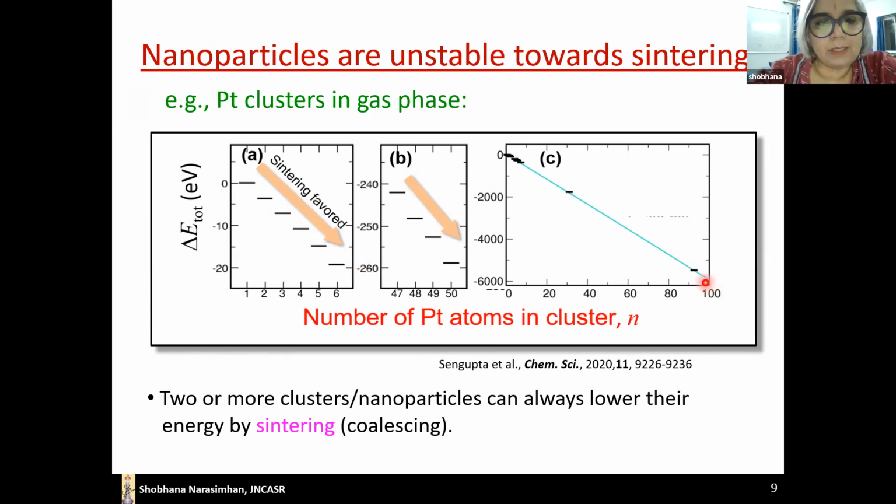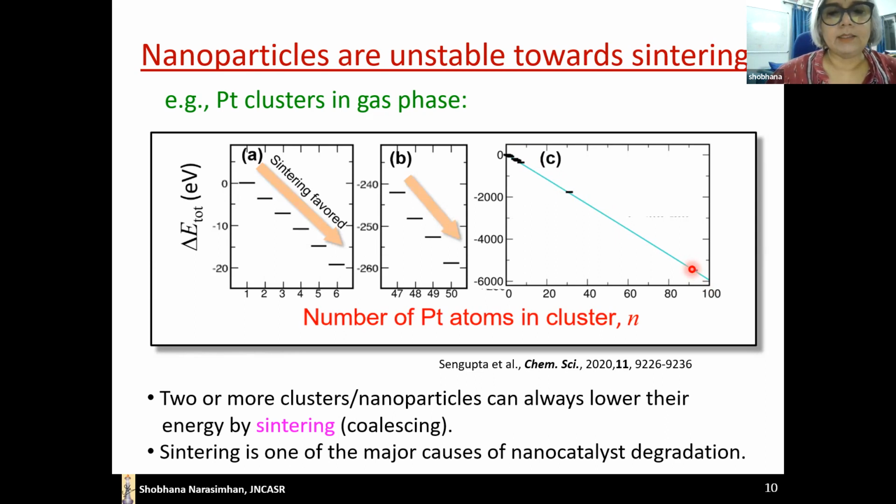atoms forming a nanoparticle. And you can see that as you bring more and more atoms together into a larger and larger nanoparticle, the total energy of the system keeps decreasing. So you can always lower your energy by coalescence. So this means that nanoparticles are unstable. And this sintering is one of the major causes of nanocatalyst degradation. And so you have to keep renewing your catalyst if you have this process of sintering happening.